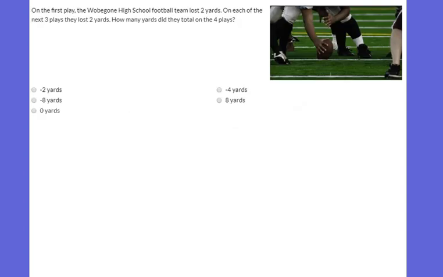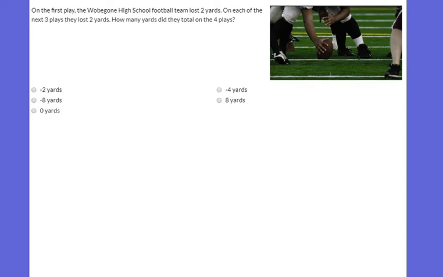So first we have, on the first play, the Wobegon High School football team lost 2 yards. On each of the next 3 plays, they lost 2 yards. How many yards did they total on the 4 plays?